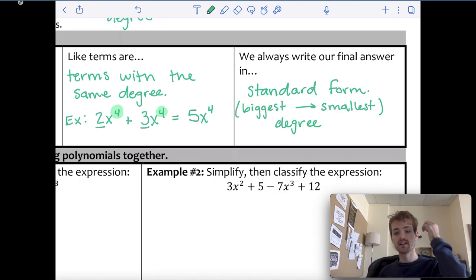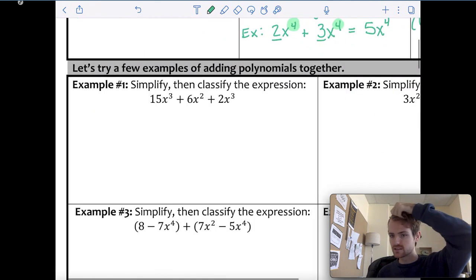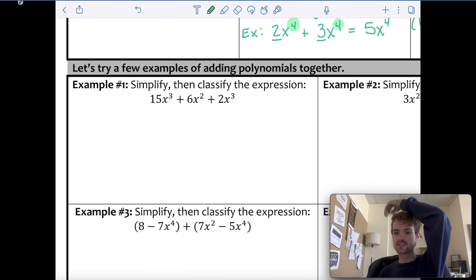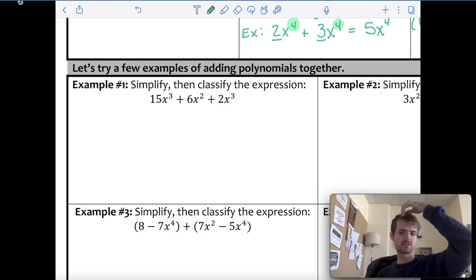Yeah, let's go ahead and head into some examples. My hair is doing whatever it wants today, but that's okay. We will just try not to be distracting though. Children are trying to learn here.